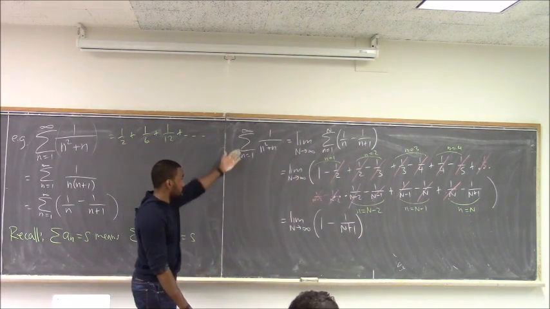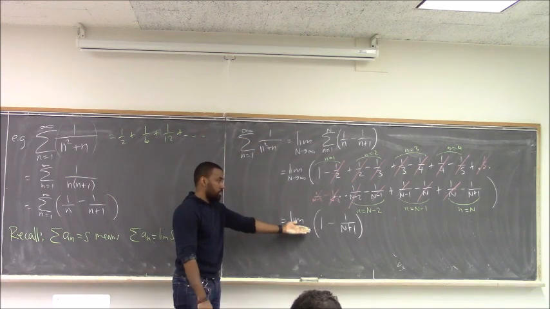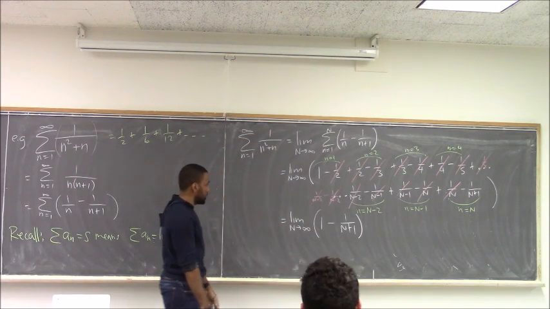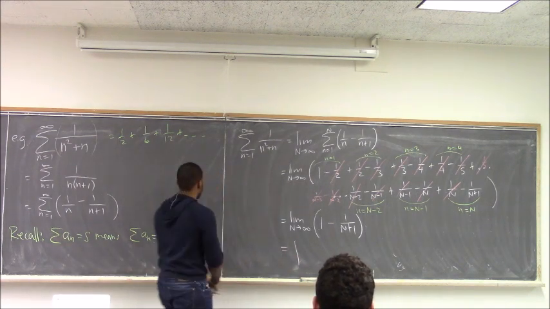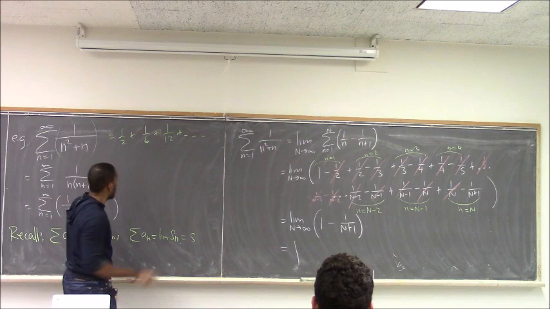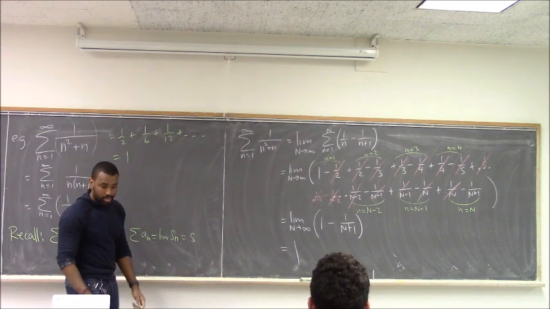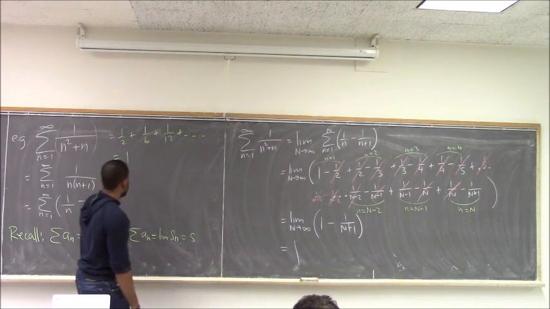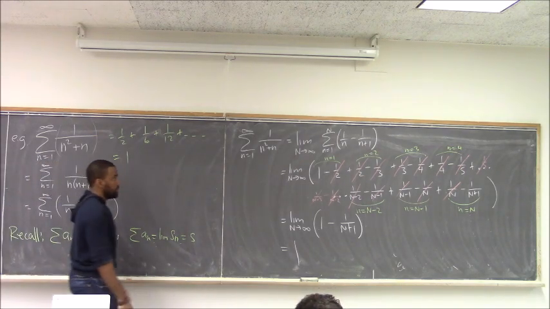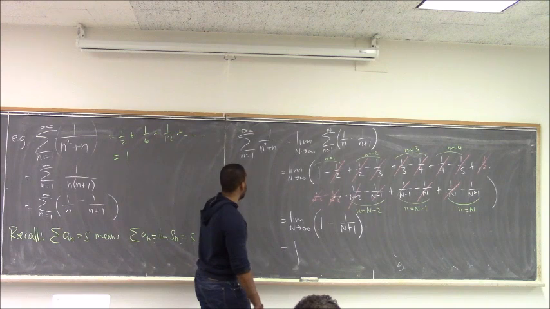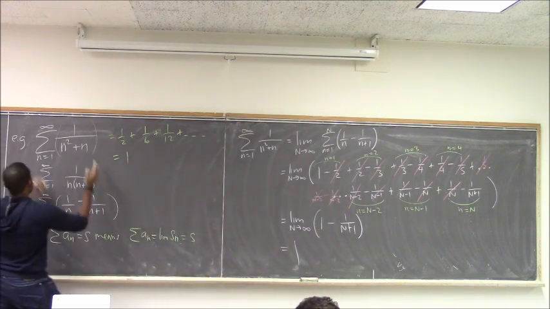Now, by definition of what it means to converge, all I need to do is find the limit of that guy as n approaches infinity, which is 1. So this is another thing that adds up to 1. This equals 1. So you take a half plus a sixth plus a twelfth. It adds up to 1. And I took advantage of noticing that this was a telescoping series.